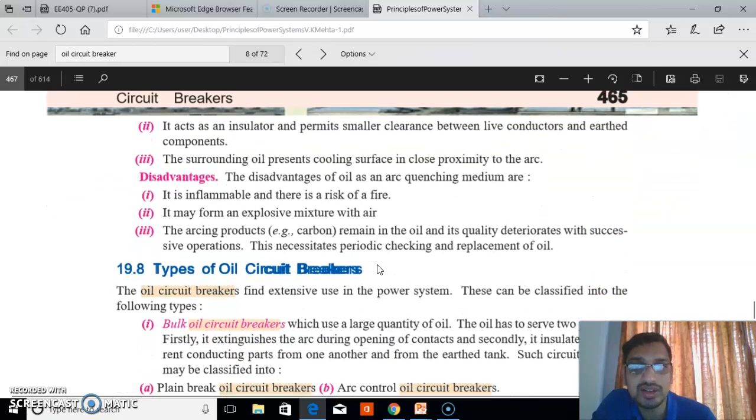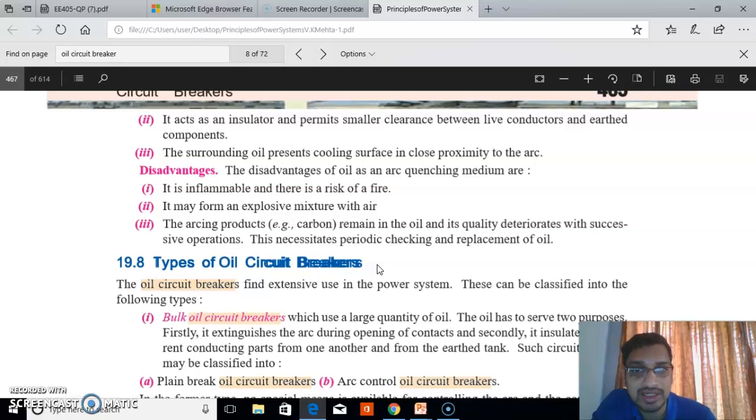The disadvantage is that oil is an inflammable material, so there is a risk of fire, and it also forms an explosive mixture with air. The major disadvantage is the arcing products. After the arcing process, the byproduct is formed, and the byproduct of the arc remains in the oil.